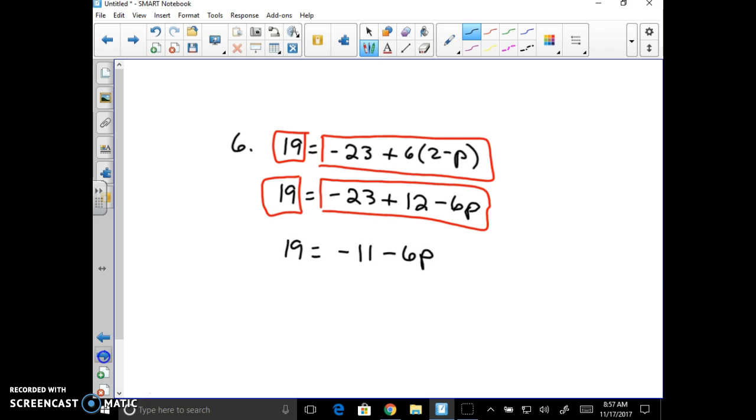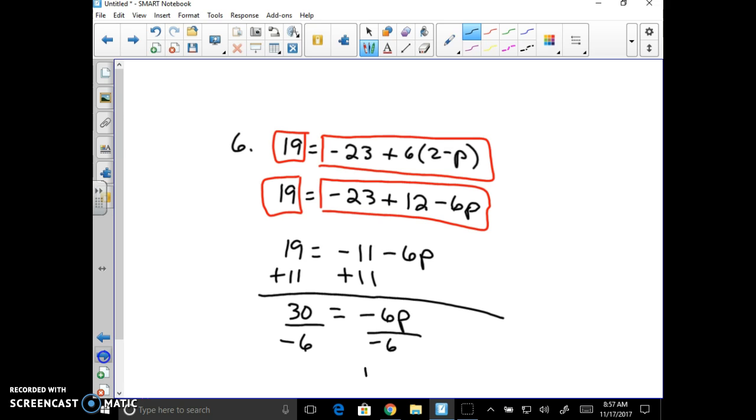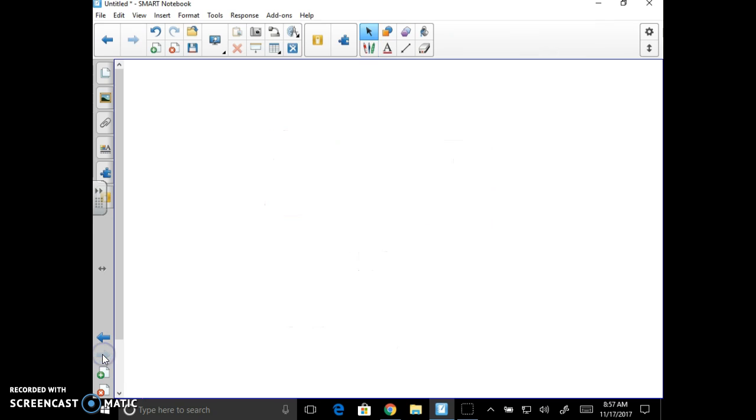Okay? Can't do anything else, so you're going to start moving it from one side of the equation to the other. Gives you 30 equals negative 6p. Divide both sides by negative 6, and p equals negative 5. Again, make sure you check it. All right, number 7.